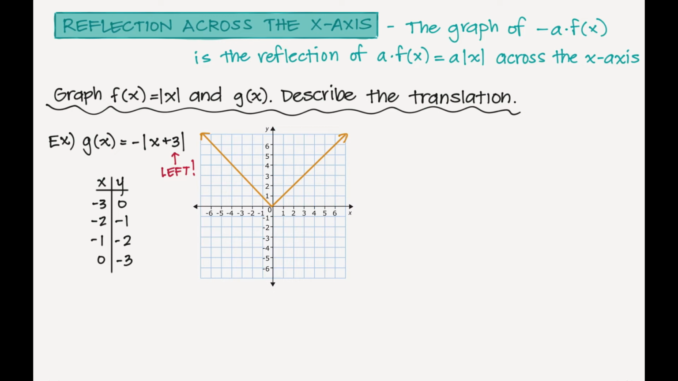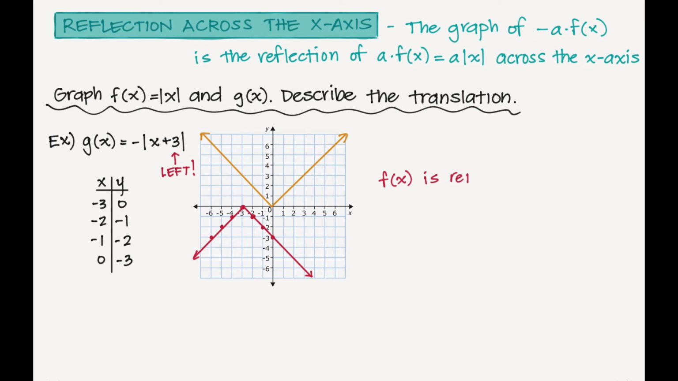So now we can go ahead and plot those points. So I have a variety of them. And then I can reflect them on the opposite side. And there you go. As you can see, it is the same shape as the parent function, but it is upside down and it's been translated to the left 3 units.